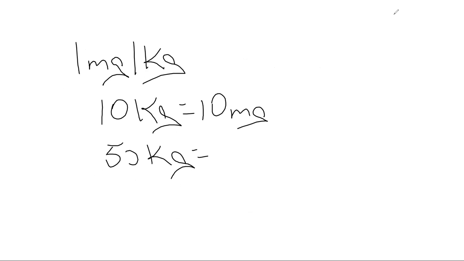Let's just say if my doctor's orders are to give 1 milligram per kilogram to a patient, if my patient weighs 10 kilograms, then my patient's going to get 10 milligrams of drug. If my patient weighs 50 kilograms, then my patient's going to get 50 milligrams of drug. That one's pretty easy.